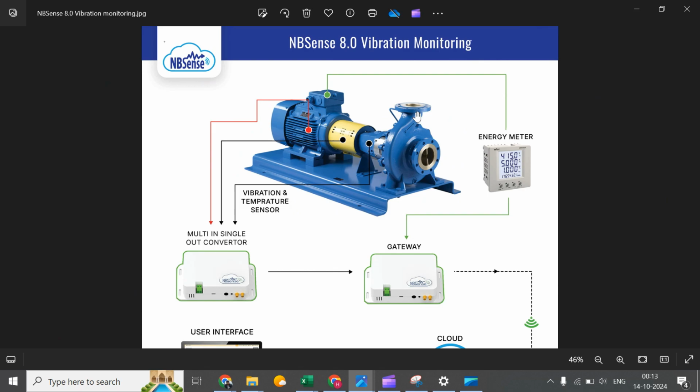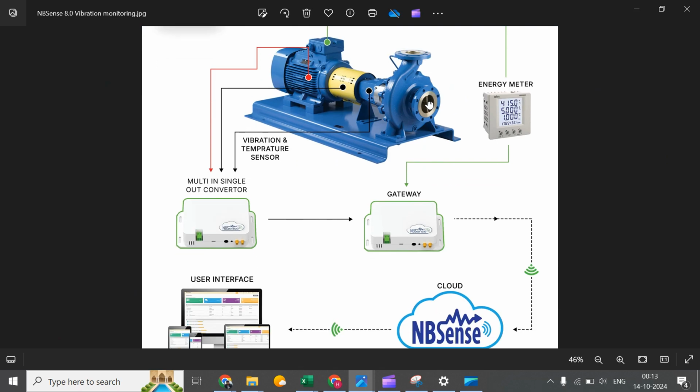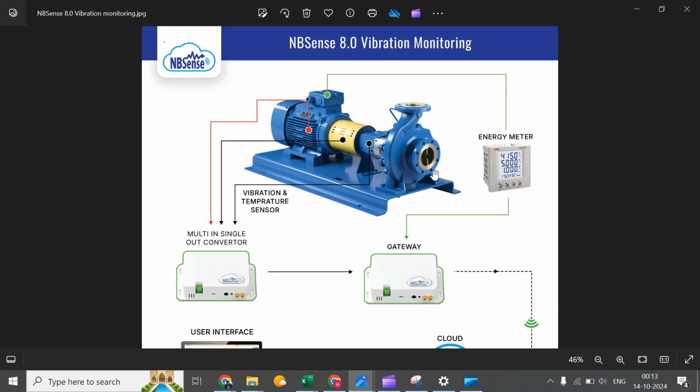This is another solution we call the condition monitoring solution. Vibration and temperature monitoring of any rotating equipment where we can put those sensors and collect data and show it on a dashboard. So this is a simple solution applicable for all industries where machinery's uptime is very important, where we can monitor and early detect any potential or upcoming failure.